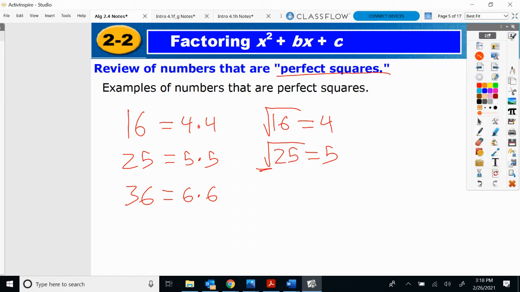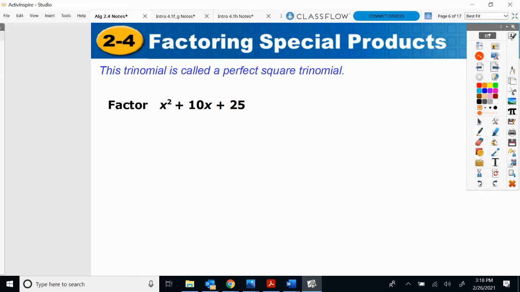So with that in mind, let's take a look at what we have first. This type of trinomial we have here, this x squared plus 10x plus 25, is actually called a perfect square trinomial. All right, and I'll show you why it is. So we're going to factor it to see what it looked like before, and we'll take a look at why it's a perfect square trinomial.